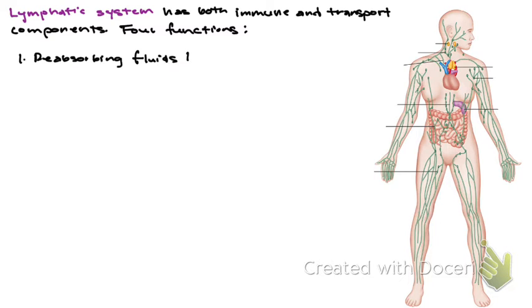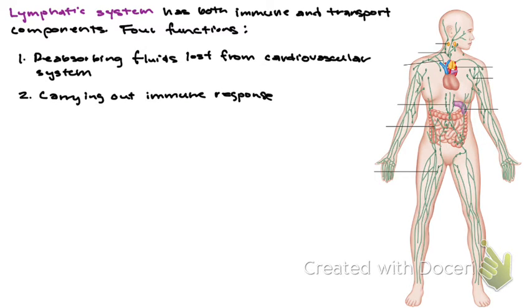First is reabsorbing fluids that are lost from the cardiovascular system. So the capillary beds sort of leak fluids out into the tissues and then reabsorb them in the venous part of the capillary beds. However, not all of the fluid is usually recollected, so it's the job of the lymph to take that extra fluid and bring it back to the cardiovascular system.